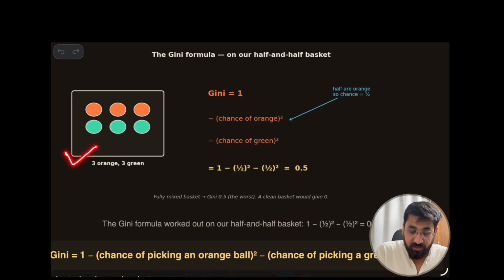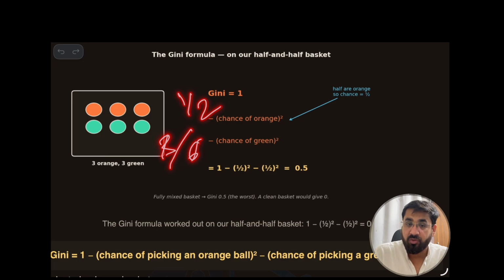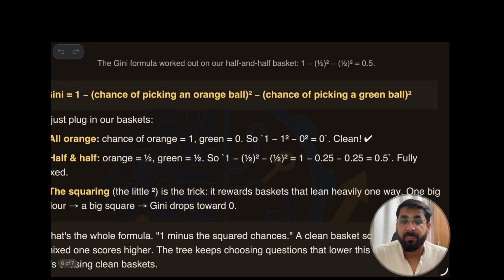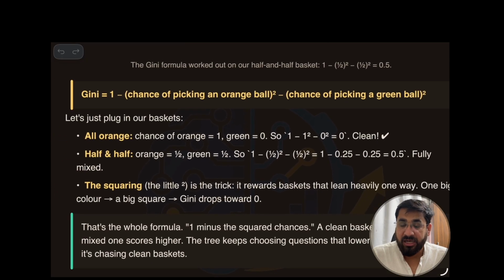Now in this box, how many balls are orange? 3. And how many total balls? 6. So 3 by 6 is what? 1 by 2. Now the formula is 1 minus the square of their probabilities. That's it. So 1 minus half square minus half square, that is 0.5. So it will give the degree. Now here is the formula. Very simple. I'm not writing a complicated one.